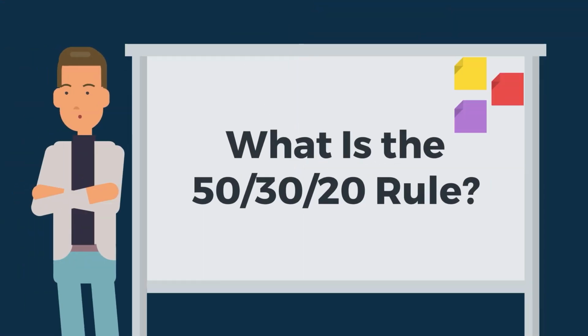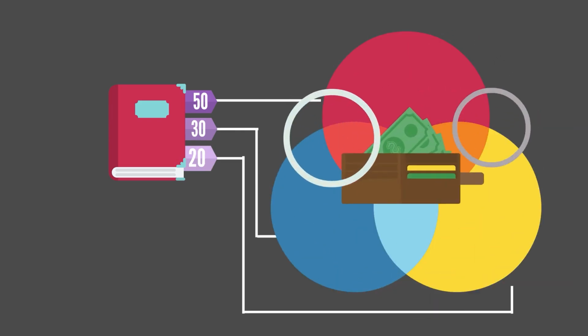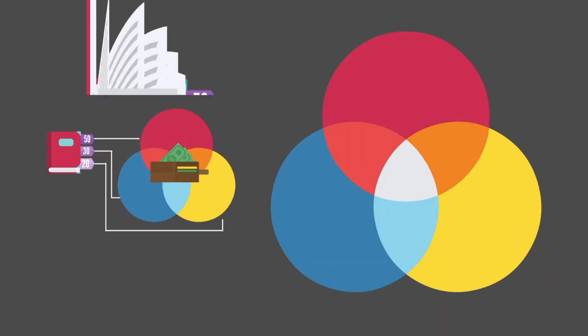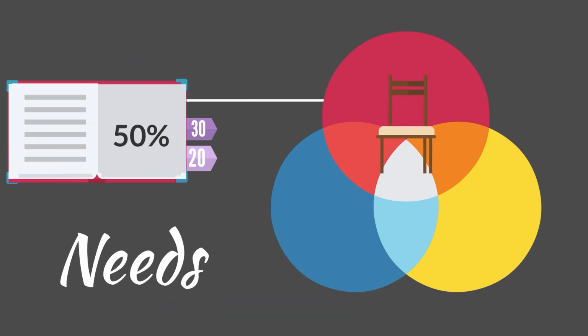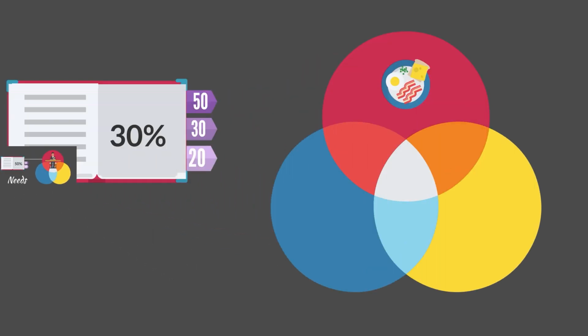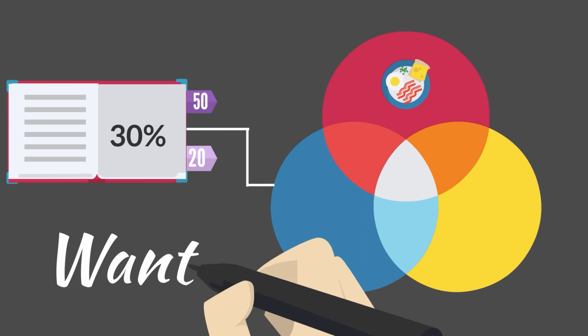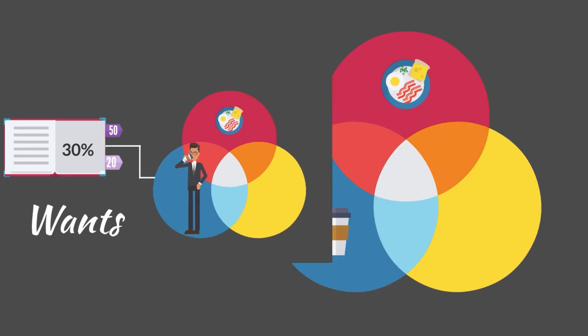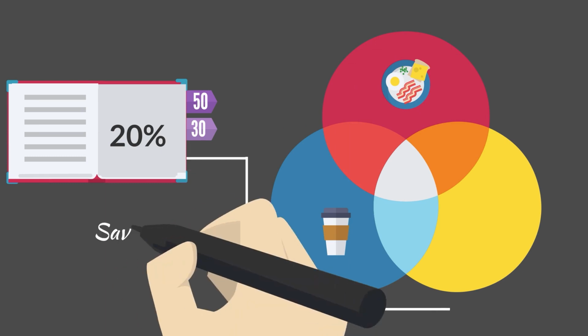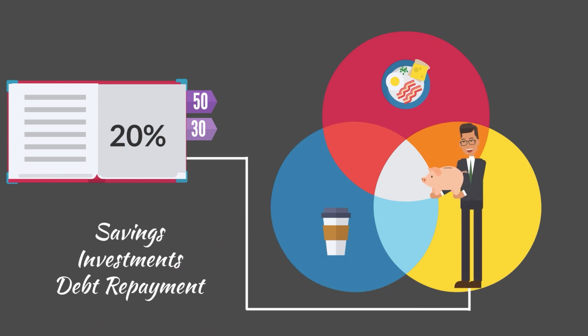What is the 50-30-20 rule? The 50-30-20 rule is a popular budgeting guideline that provides a simple and effective way to allocate your income across different categories. According to this rule, you should allot 50% of your after-tax income to needs, encompassing essential expenses for basic living. The next 30% should be allocated to your wants, which are discretionary expenses that enhance your lifestyle. The remaining 20% is designated for savings, investments, and debt repayment.